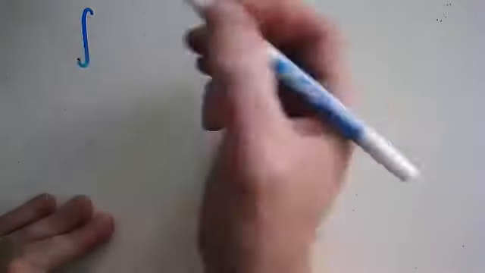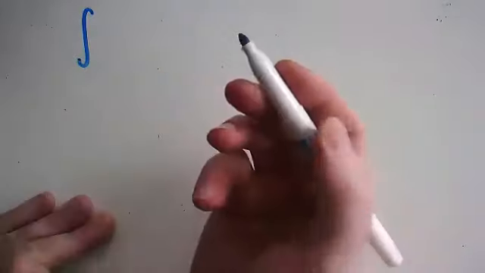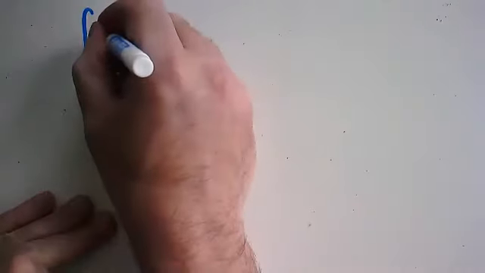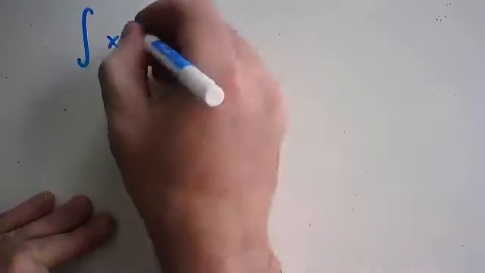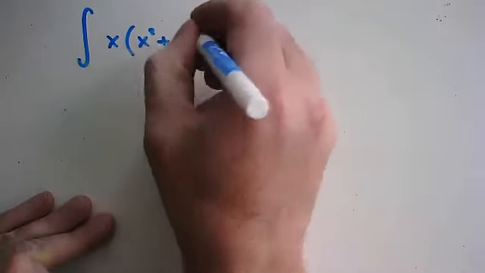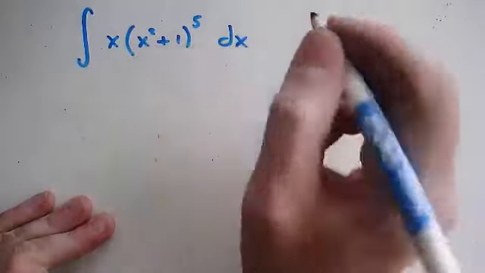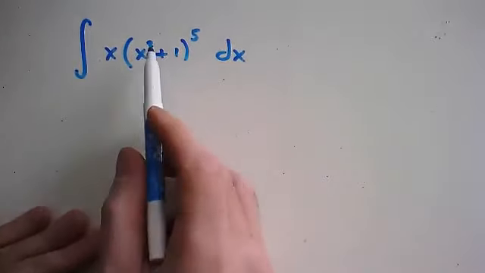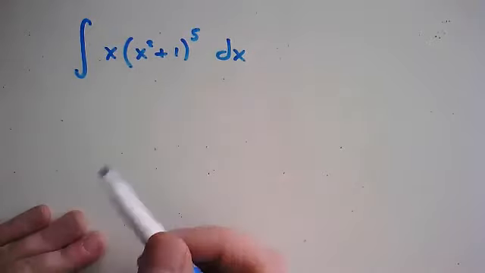Okay, so another example of u substitution. Suppose we had the following. We'll take the antiderivative of x times, let's say, x squared plus 1 to the 5th power dx. Sorry, the marker is not super clear. It's x squared plus 1 to the 5th power dx.